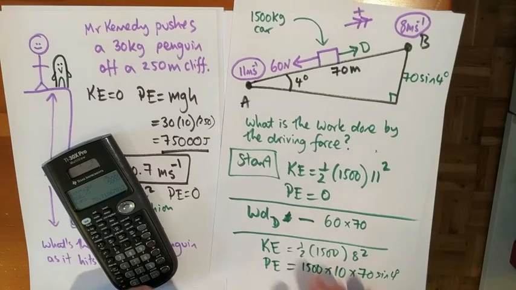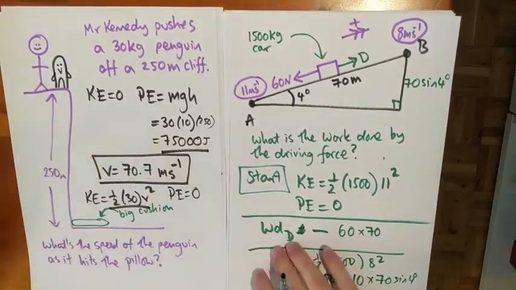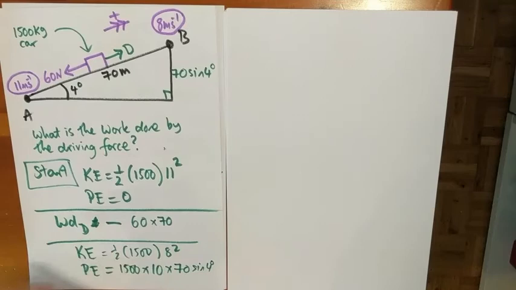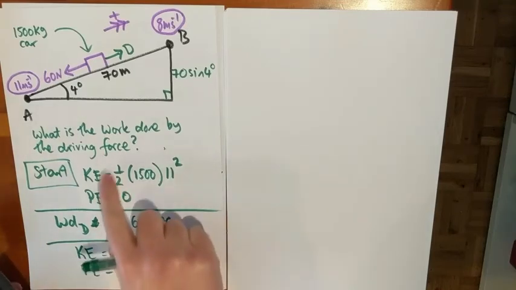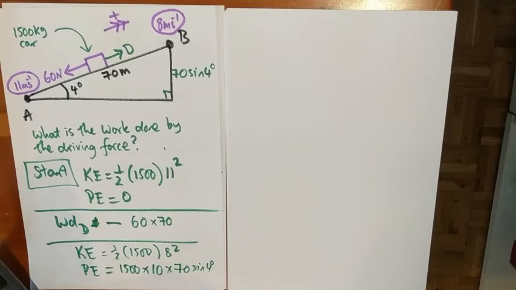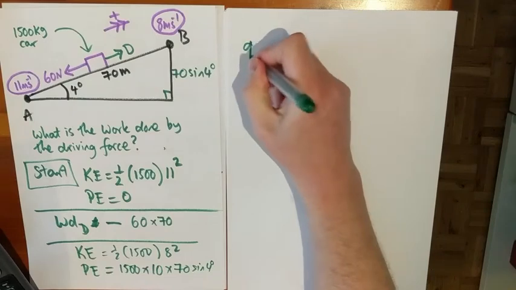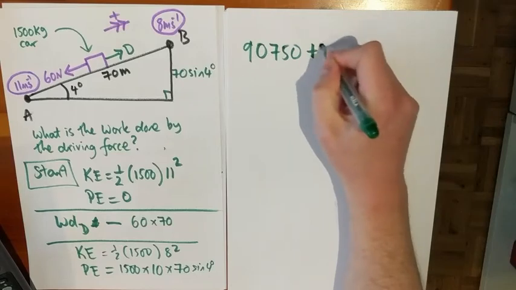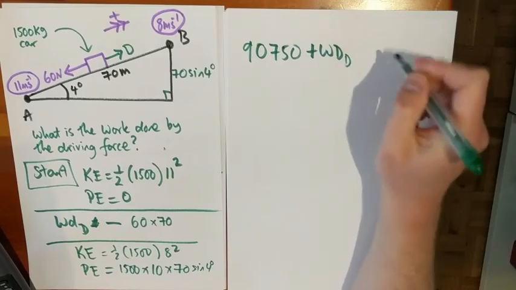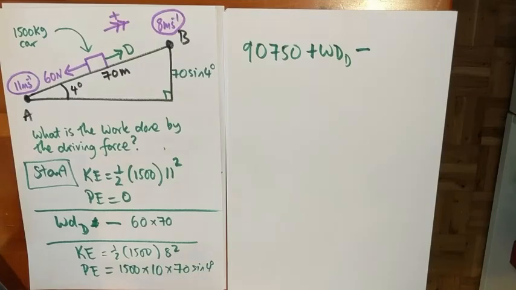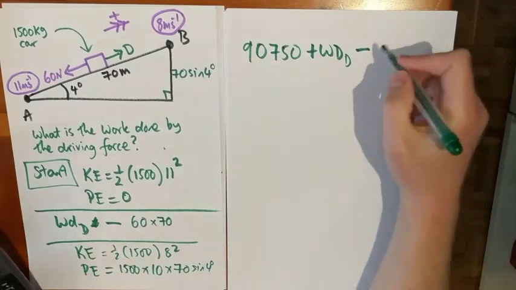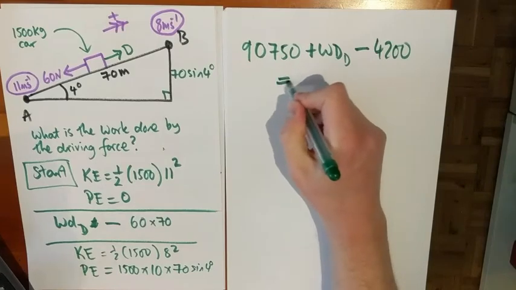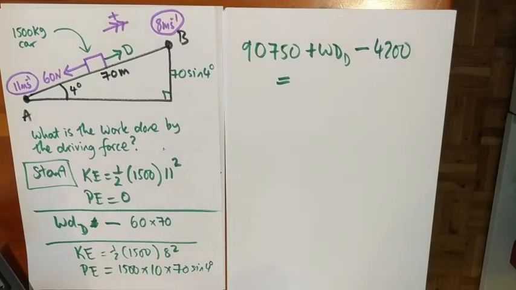It's from here that we can actually piece together an equation. Let's just move this over. So our equation is looking like this. We've got this number for the beginning, which I haven't worked out yet, 0.5 times 1,500 times 11 squared. So we start with 90,750 joules, plus the work done by the driving force, which we're looking for. Take away the work done by resistance, so that's 60 times 70, that's 4,200, and that equals the total energy right at the end, which is the kinetic plus the potential because it's gone uphill.